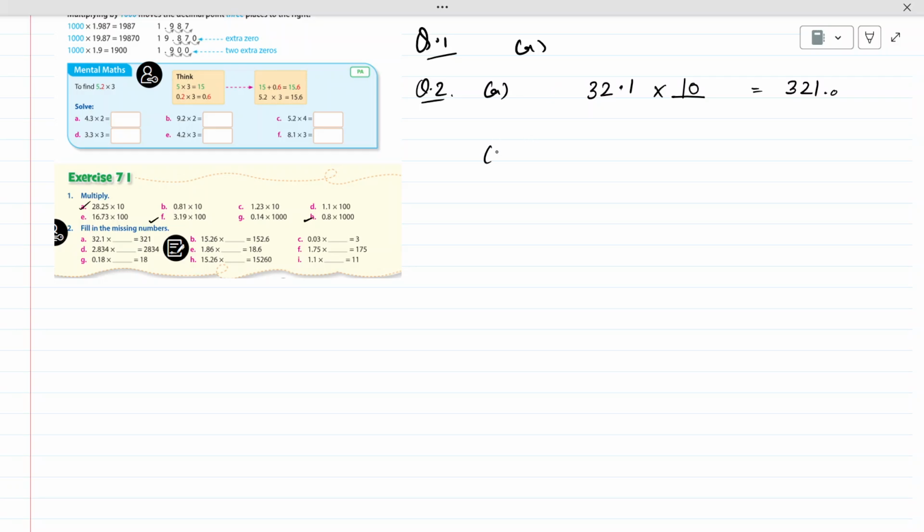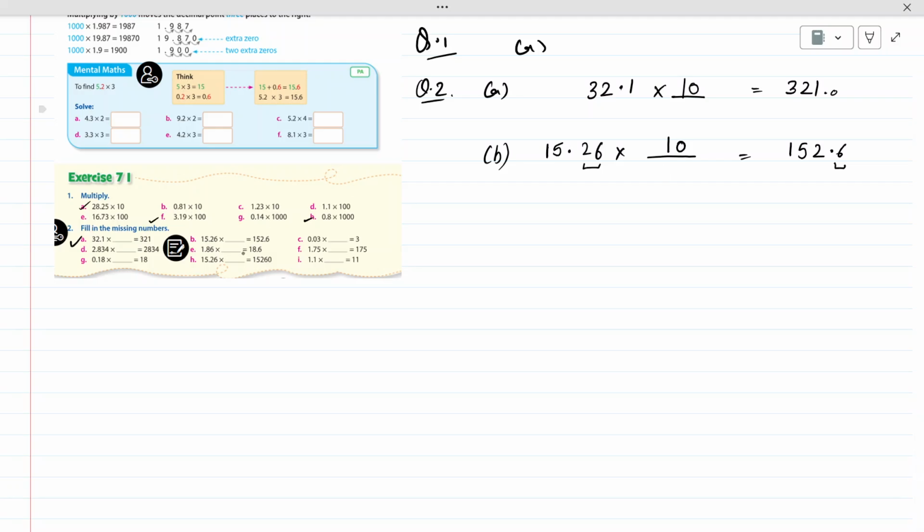Now similarly, this is A. Now I'm doing B, where we have 15.26 and we are multiplying this with a number such that we are getting 152.6. That means here after decimal we have two places, here we have one place. That means the decimal is moving one place right. One place right means we are multiplying this with 10.